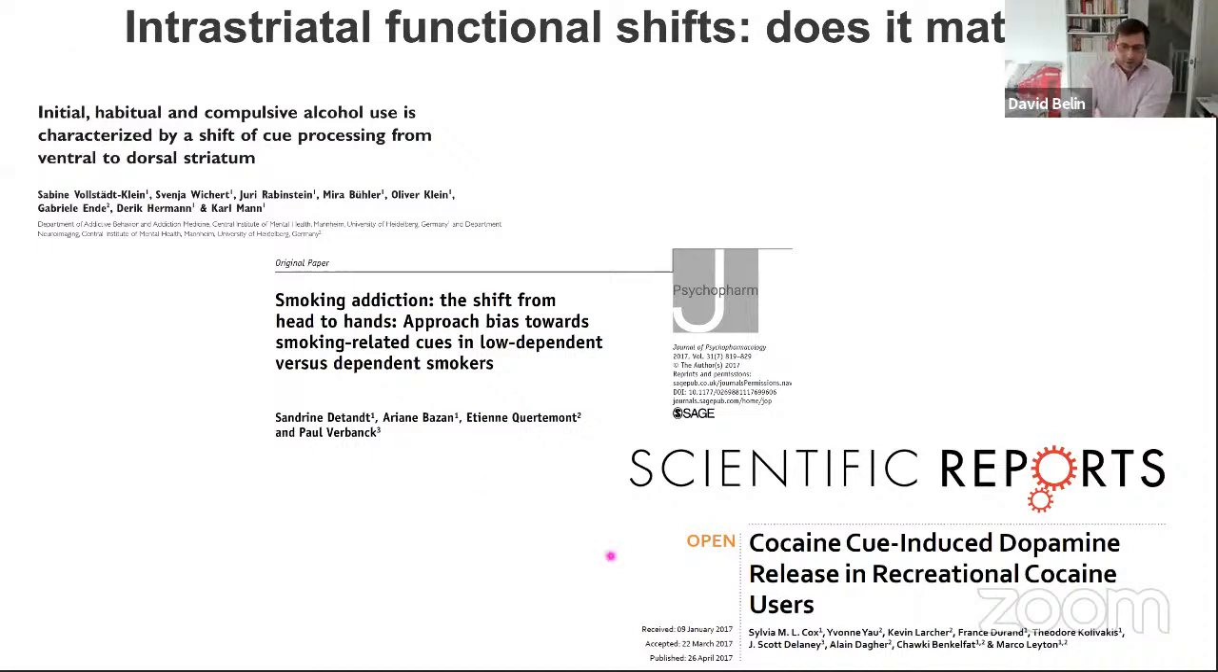And importantly, this very elegant study from Cox has shown that these transitions to dorsolateral striatum (DLS) response to cues occur in ongoing users prior to the onset of drug addiction, in individuals who take cocaine but do not yet meet the diagnosis of cocaine addiction. So it seems that it is perhaps preceding, setting a stage for the establishment of drug addiction.